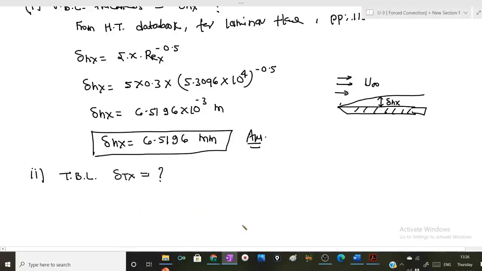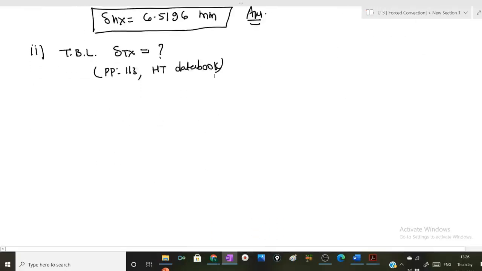Now, once again, from the data book, page number 113, you can access this formula for thermal boundary layer thickness. Very next to the delta Hx, the formula of delta Tx is given. What is that formula? Delta Tx is equal to delta Hx into Prandtl number raised to power minus 1/3.